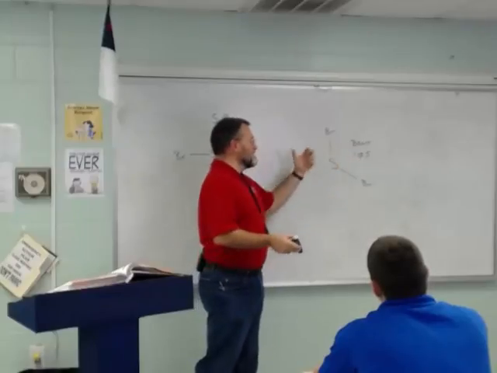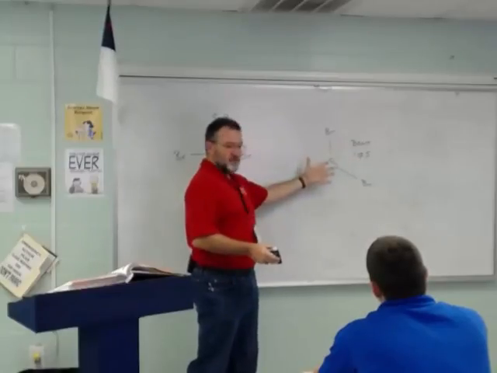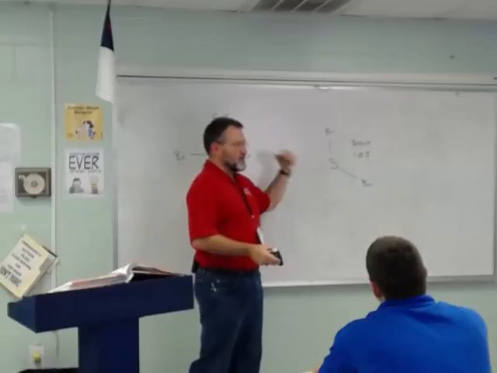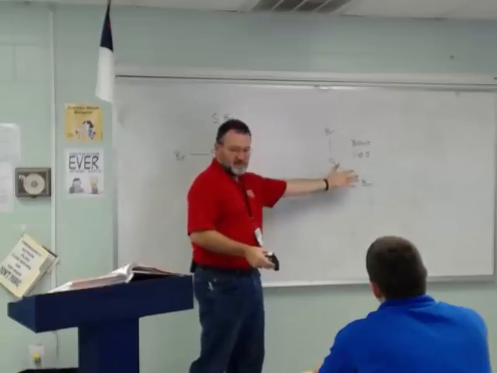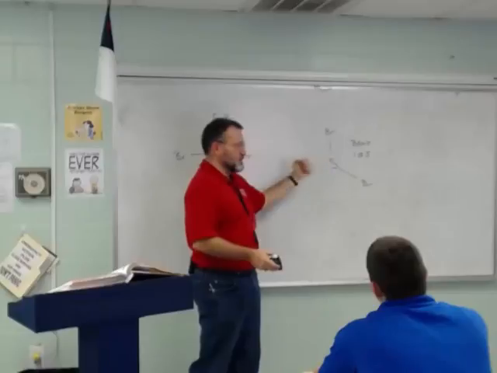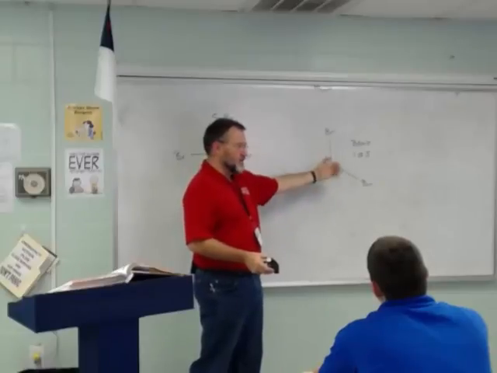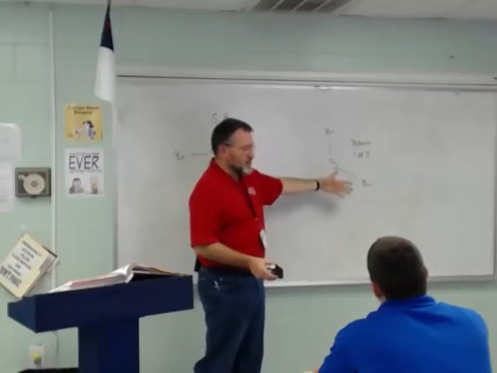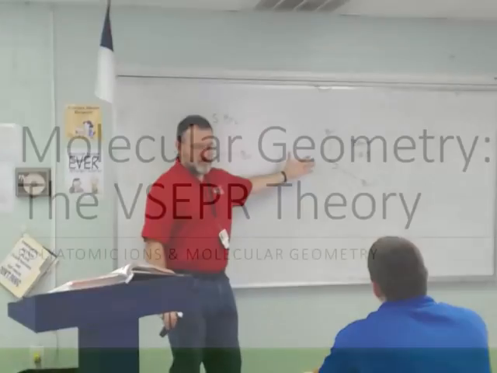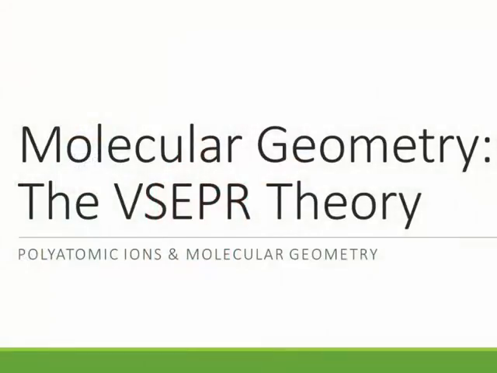So in this example, if it has 4 things and 2 of them are bonds and 2 of them are unbonded pairs, it's bent. If it has 4 things and 3 of them are bonds and 1 of them is an unbonded pair, then it's a pyramidal. If it's 4 of them and they're all bonds, it's a tetrahedral.